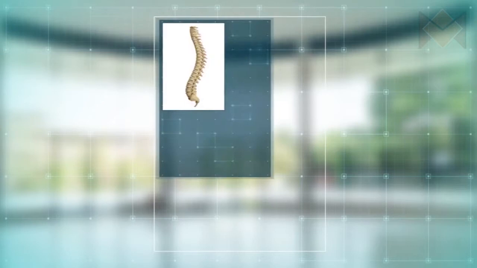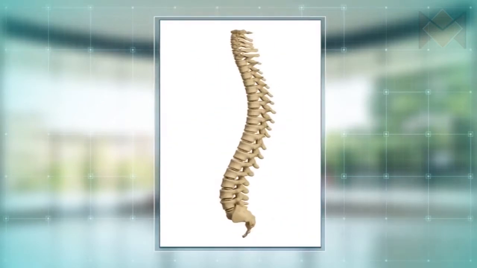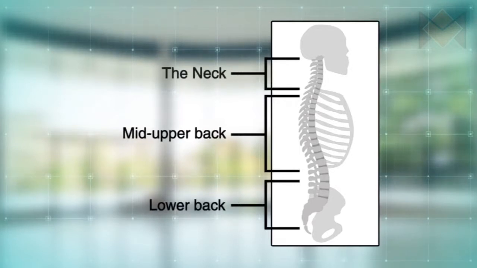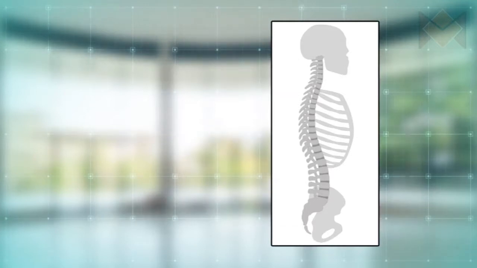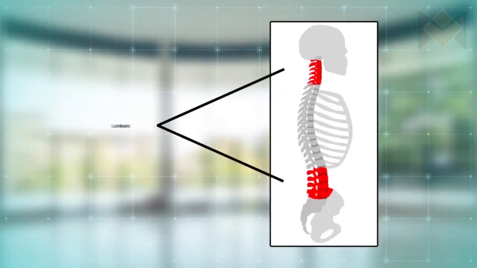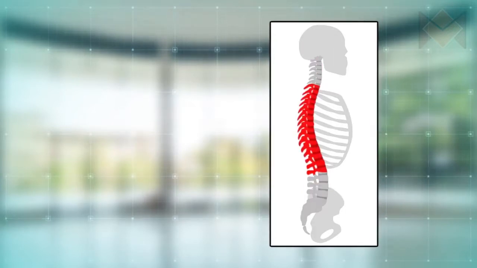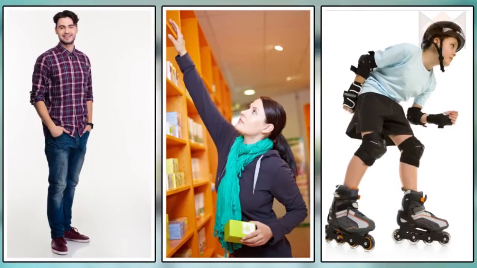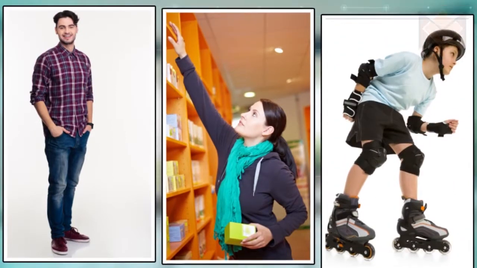Let's take a look at the spine and what a normal spine should look like. The spine is made up of 3 segments: the neck, the mid-upper back, and the lower back. When viewed from the side, these segments form 3 natural curves. The inward curves of the neck and lower back are called lordosis. The outward curve of the chest is called kyphosis. These curves are important to maintain our balance, and they help us to stand upright.